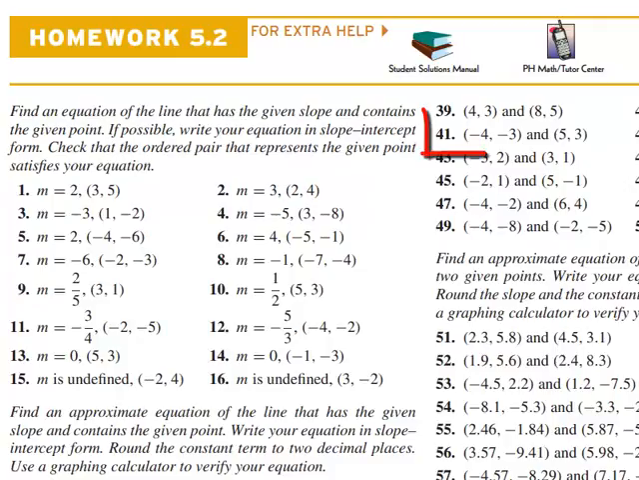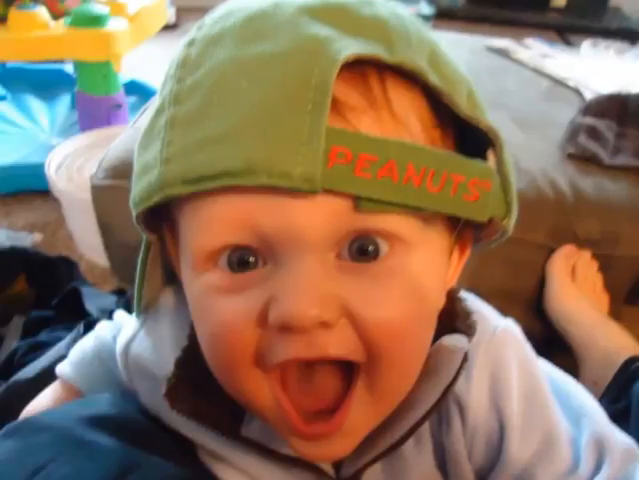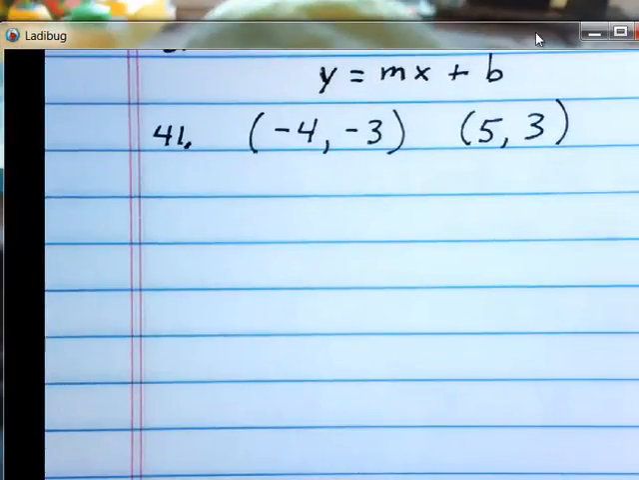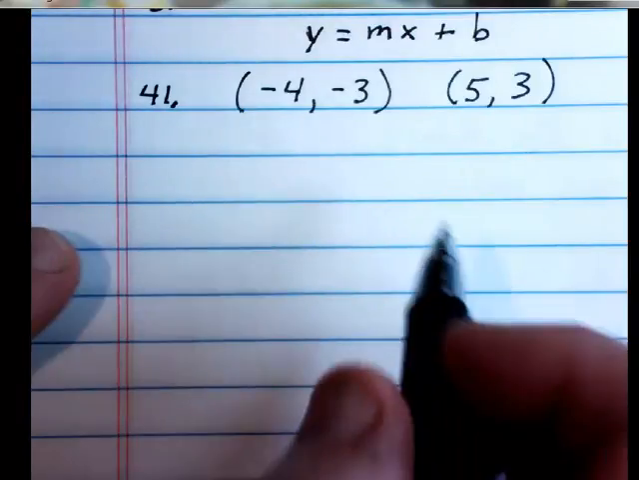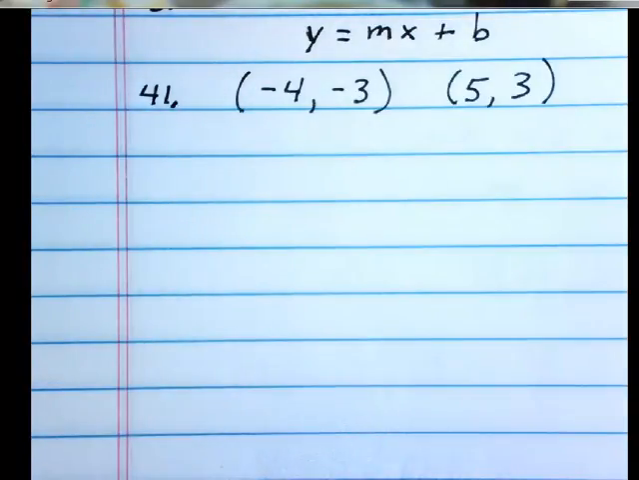From your homework, take a look at problem number 41, the points (-4, -3) and (5, 3). This has a fractional slope, so I thought it would be helpful if I worked this problem. So let's take a look at that. Okay, there's our slope, and there's our 2 points. We need to find the slope.